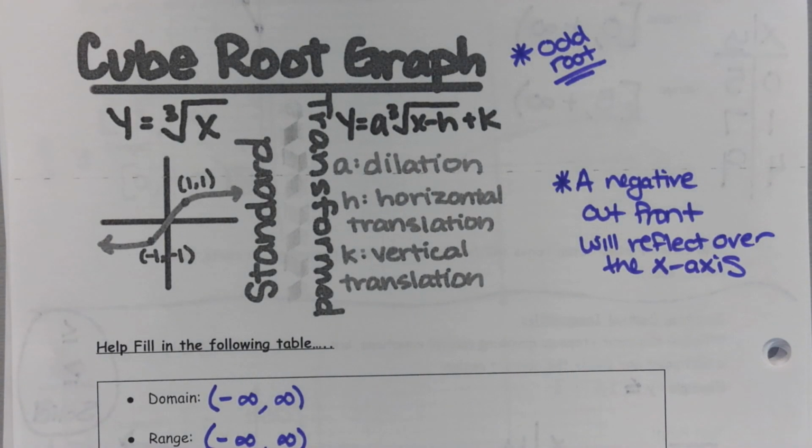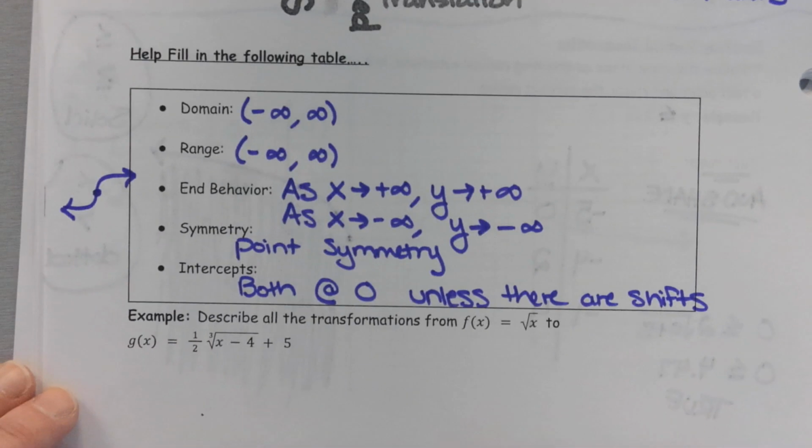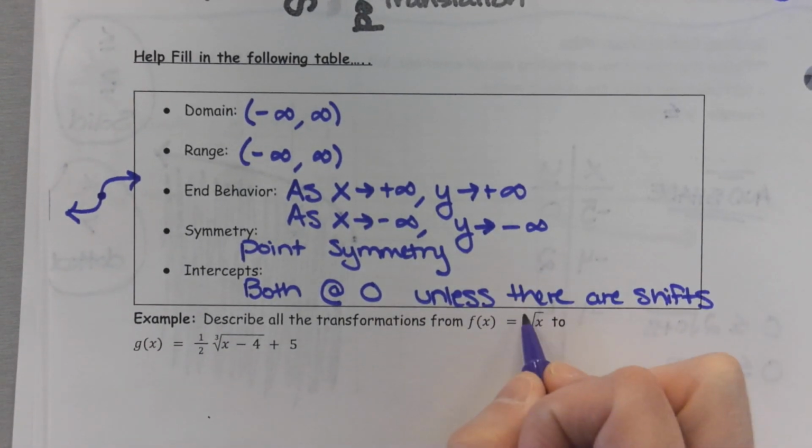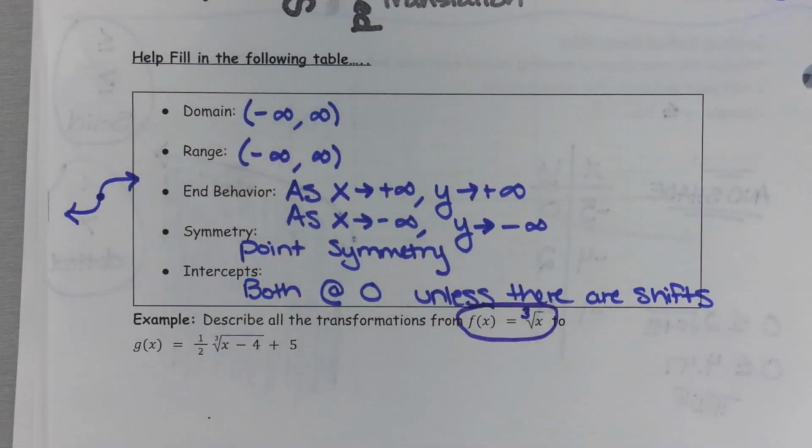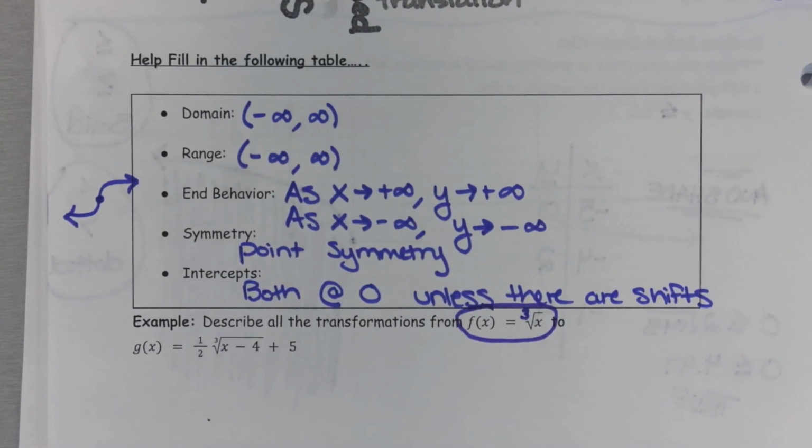So let's look at an example. Our first one is just like yesterday where we're just looking at it and saying what happened. Our parent function is the cube root of x. There's no cube root there, so put a cube root in for me. So that's our parent function. Remember, parent functions are the most simplistic, toned down version of the function.